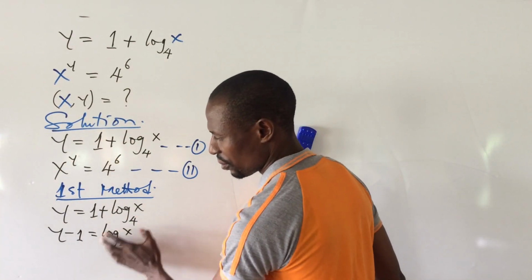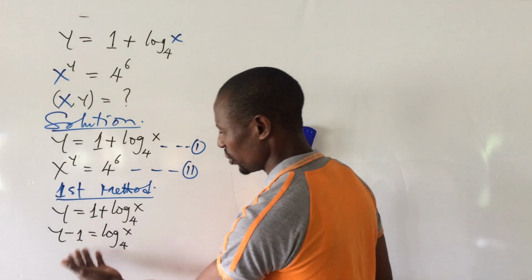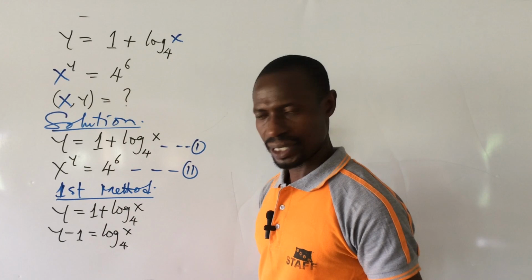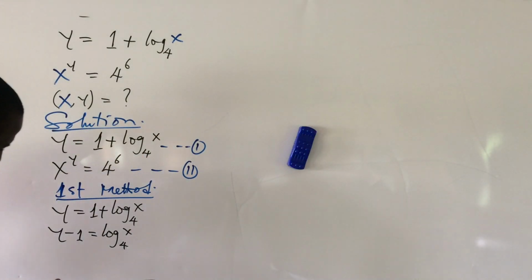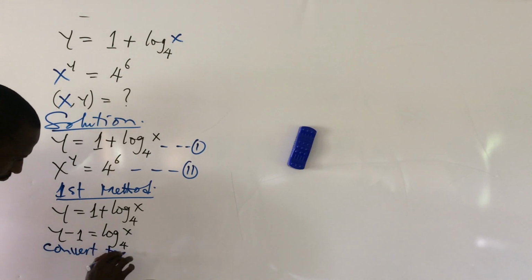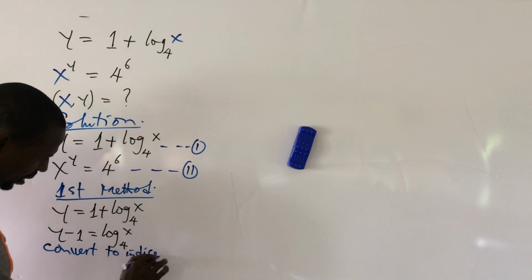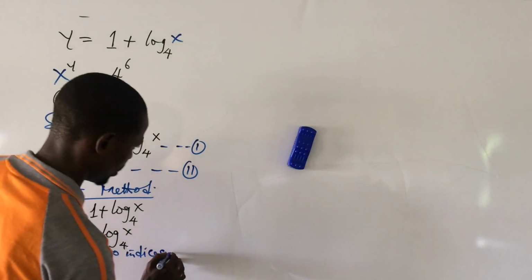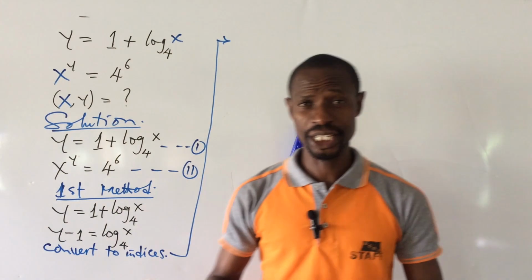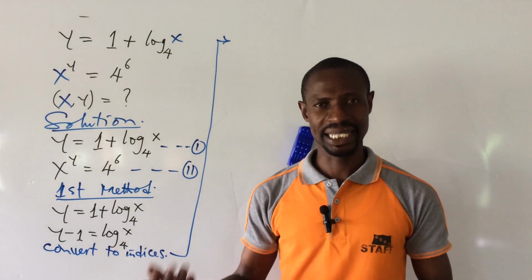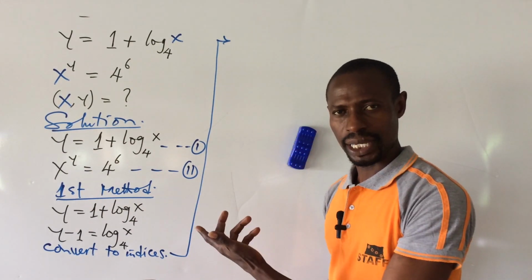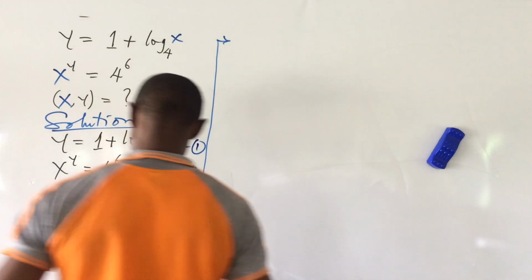This is a logarithm expression. I want to convert this logarithm expression into indices. Because of the strong relationship between logarithm and indices, we can rewrite this in index form. So let's go down and convert this.